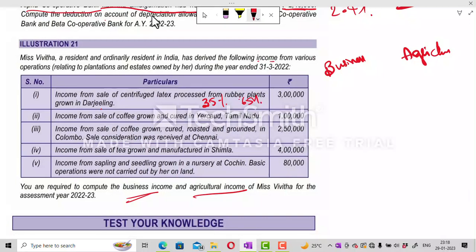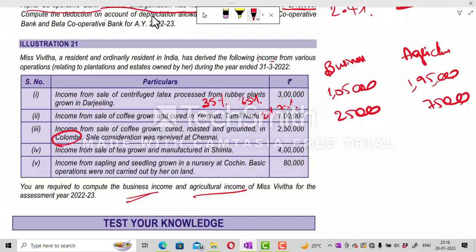Means 3 lakh into 35%, 1,05,000. 1,95,000 will be the agriculture income. For coffee grown and cured, it is 25% to 75%. Means 1 lakh into 25% is 25,000, 75,000. Income from coffee grown, cured, roasted, ground in Colombo. See, Colombo is not in India, no. So total it is 2,50,000 business income.